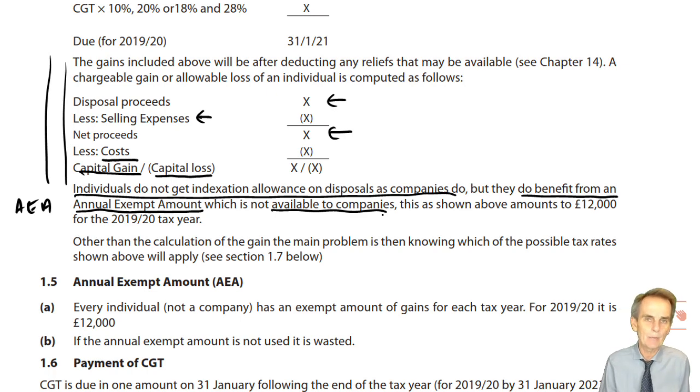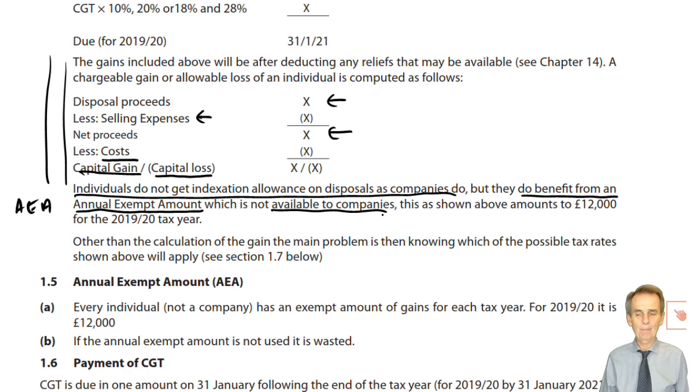So just like in income tax, where each spouse or civil partner had a personal allowance, each individual has available an AEA. If we don't use all of that AEA in any tax year, you lose it. It's the same premise as a personal allowance. Use it or lose it. You don't get to carry forward any of these unused amounts. Each tax year has its own AEA. Use it or lose it within that tax year.